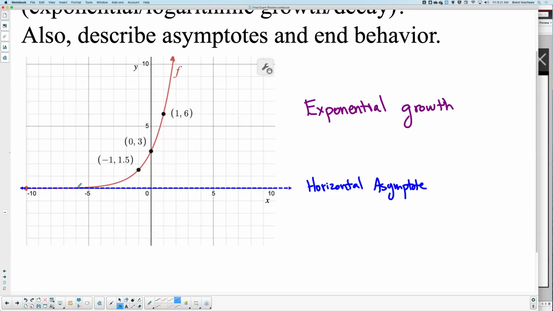Now, what value is it approaching here? It's going to be a y value. What y value is this dashed line on? 0. It's y equals 0. That's your equation, because that horizontal line crosses the y-axis at 0. The x's are changing. If you look down, this is like an x-axis. The x values are changing, but the y value is not changing. It's 0. It approaches 0.